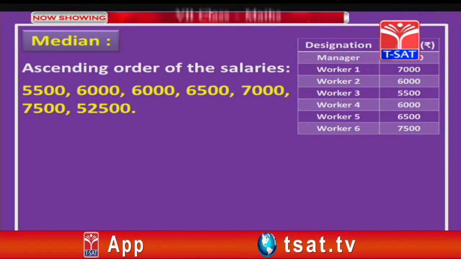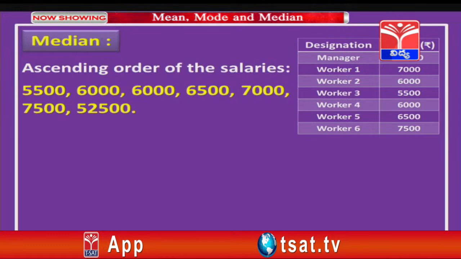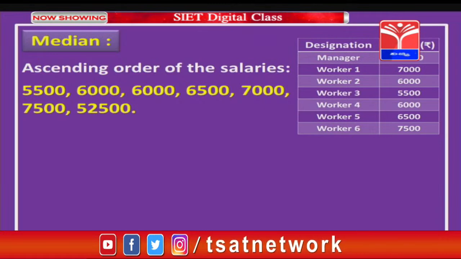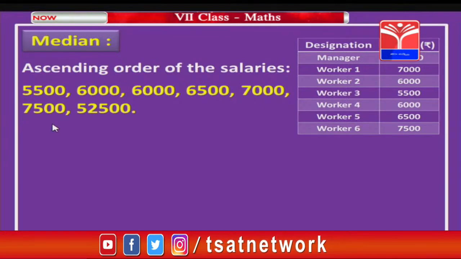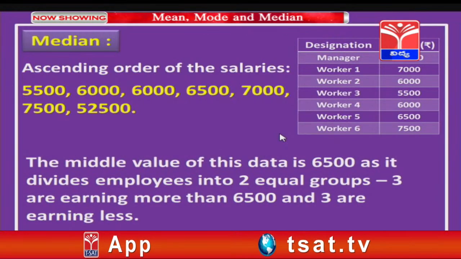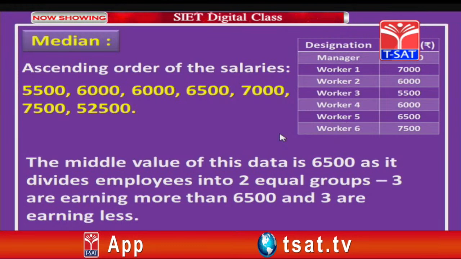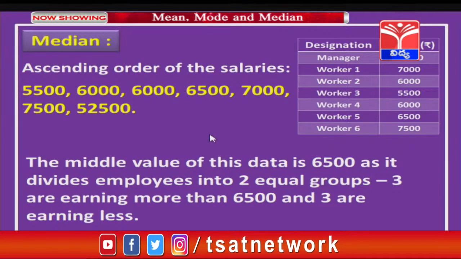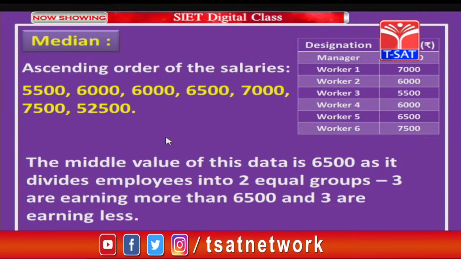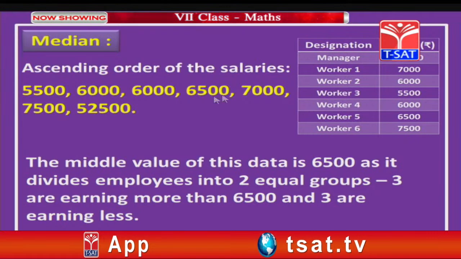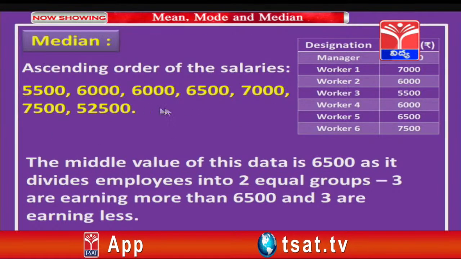So, first we start with the least one, 5,500, then 6,000 repeated twice, 6,500, 7,000, and then we have 7,500 and last 52,500. Now, out of these values the middlemost value of the data is called the median. So, out of all these, which is the middlemost value, children? Yes, 6,500. Now, we have made it into two equal groups, where one group is getting less than 6,500, children, whereas the other group is getting more than 6,500, children.